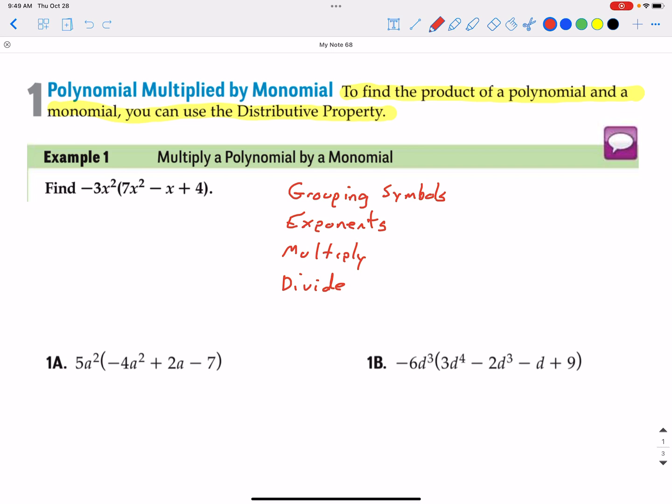So when we take negative 3x squared times 7x squared, that will give me negative 21x to the fourth. x squared times x squared is x to the fourth because 2 plus 2 is 4. Then also take negative 3x squared times negative x, and since that is a negative times a negative, that will be a positive 3x to the third. And then negative 3x squared times 4 is negative 12x squared. Be very careful on these, as you will have a tendency to make a lot of minor mistakes if you're trying to work too fast and not working carefully.